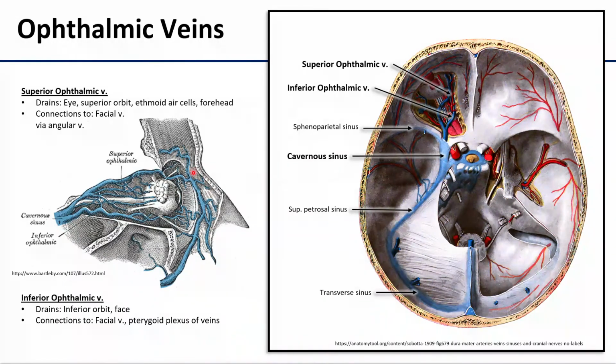The superior ophthalmic vein, so this one here, is going to drain the superior orbit, the eye, the ethmoid air cells, and even a little bit of the forehead. It also has connections to the facial vein via the angular vein, so that's the one that runs right up to the bridge of the nose there.